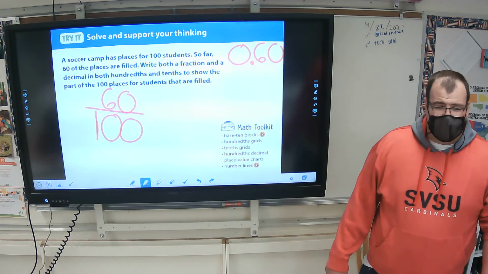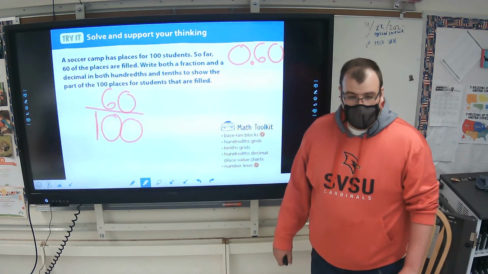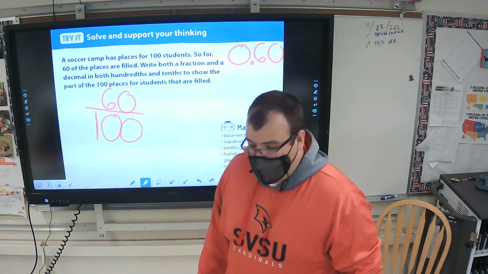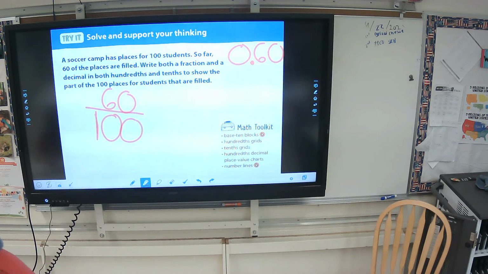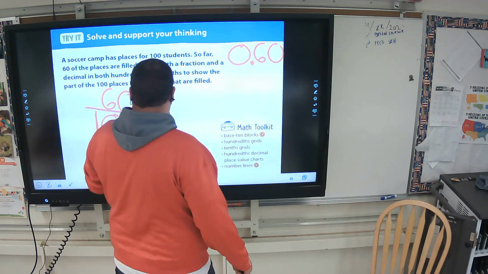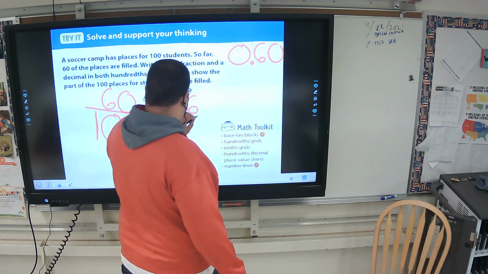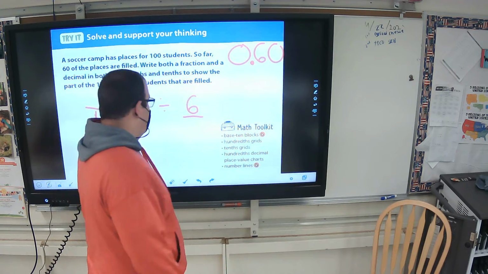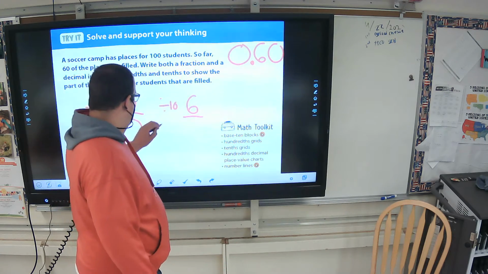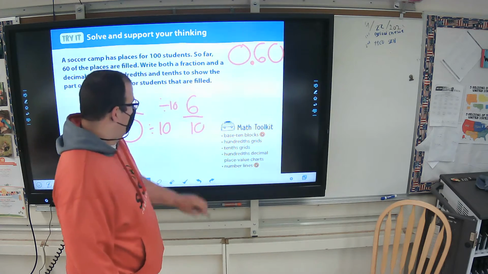What else could that fraction look like? Could we make this smaller? What could we take out of each one, Nolan? A 0. We could take a 0. What would that really be? That'd be dividing by what? Divided by 10, right? 60 divided by 10 is 6. 100 divided by 10 is 10. So we'd have 6 over 10.